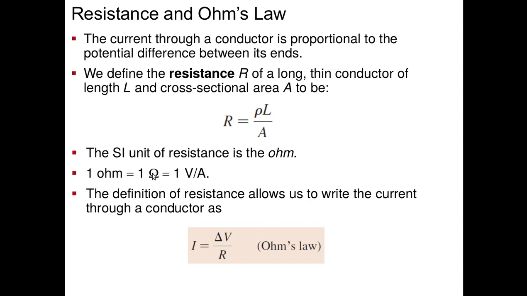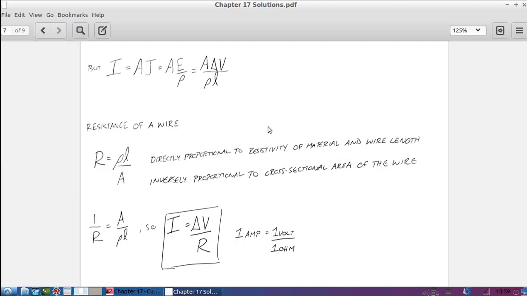So if I substitute this R in for rho L over A here, it's flipped right here, so I'm going to substitute R in the denominator. This is A over rho L. So the current is directly proportional to the potential difference across the wire, and it's inversely proportional to the resistance of the wire.